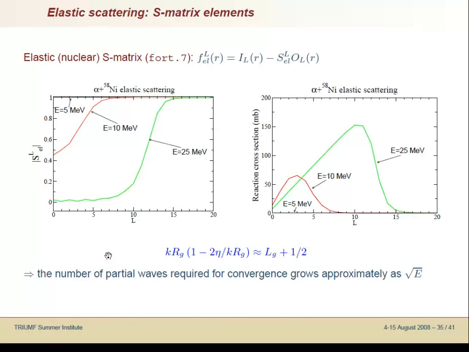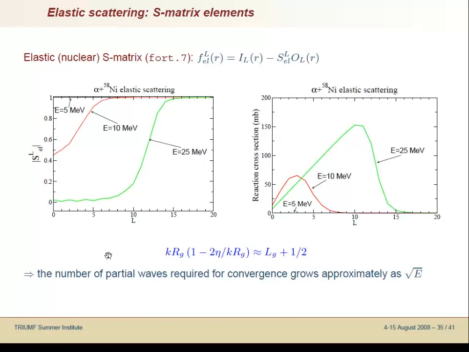What we learned this morning is that the modulus of this S matrix, in situations in which we don't have the nuclear interaction, should become 1. So this is what we have here. At 5 MeV, you cannot see anything because this is 1 for all values of L. At 10 MeV, at the beginning the modulus of the elastic S matrix is smaller than 1, as you would expect, because you have some imaginary potential.